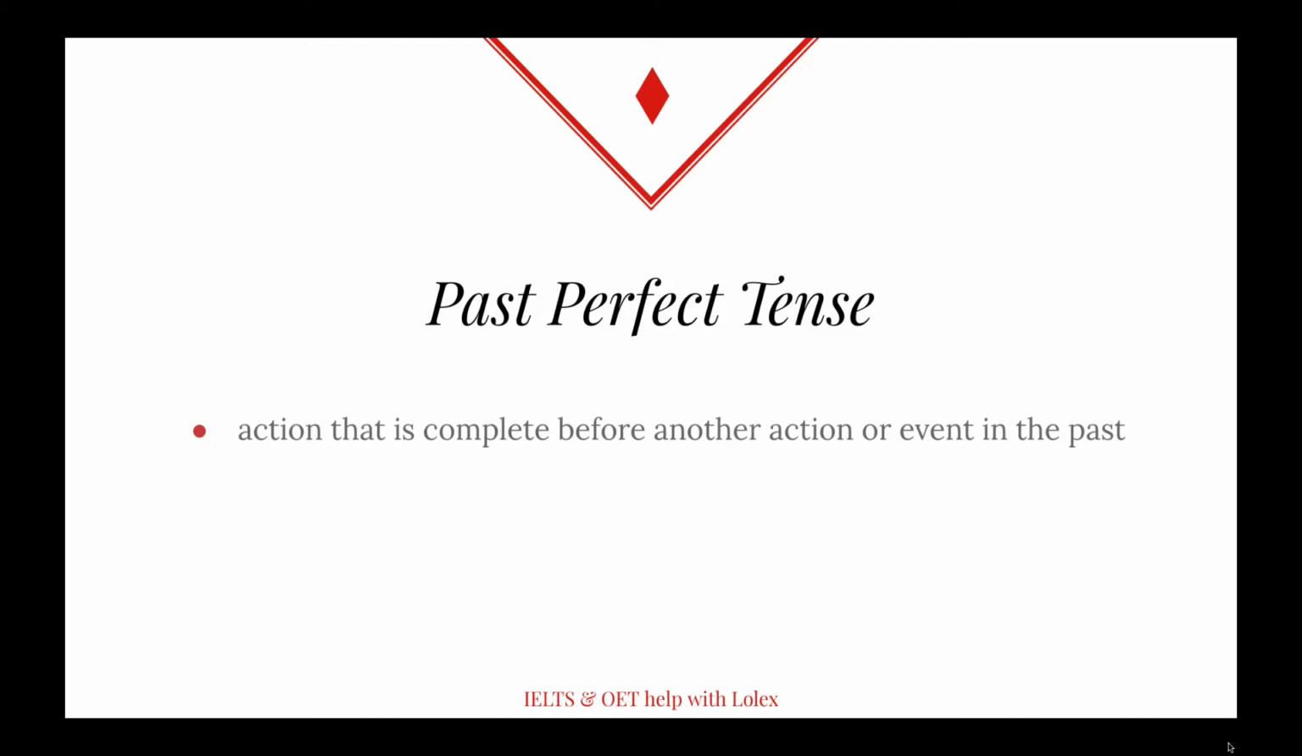Perfect verb forms are generally used to show that an action or situation is complete before another action or a point in time. In the past perfect, that one action happened before another action in the past. For this reason, we sometimes say the past perfect is the past of the past.